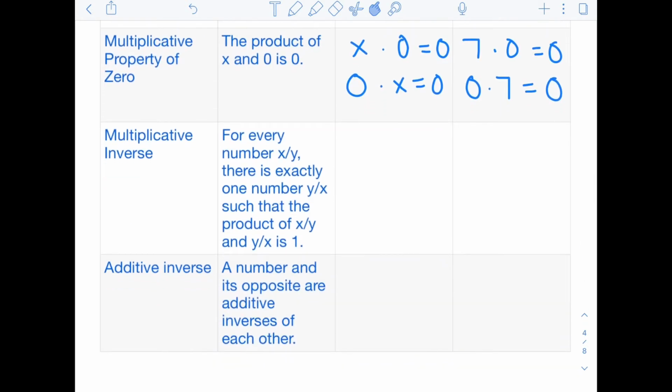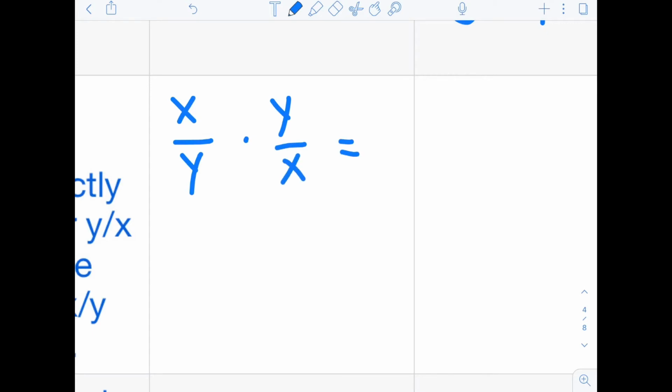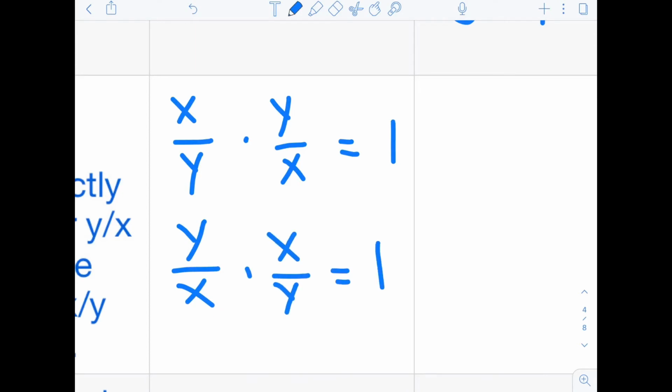Now the next property is the multiplicative inverse, also known as reciprocal. When you see the word inverse, that means we're undoing an operation. And we can undo something using the reciprocal. So for every number x over y, there is exactly one number y over x such that the product of x over y and y over x is 1. So x over y times y over x equals 1. And y over x times x over y, if you switch these, also equals 1.